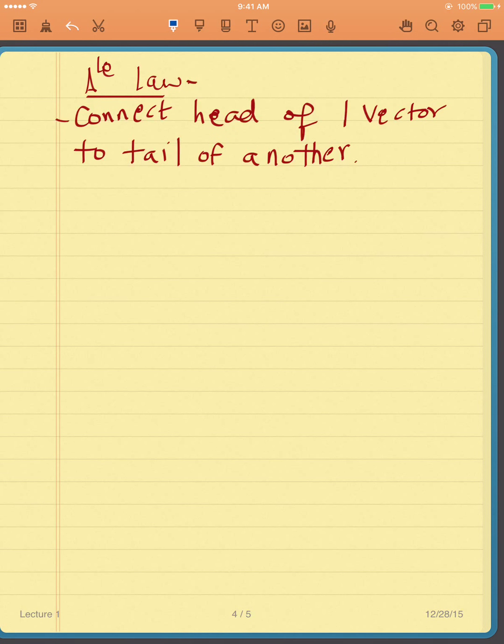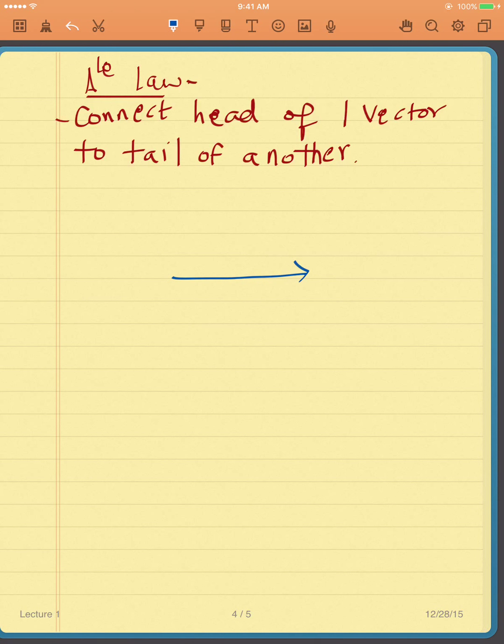Alright, so the triangle law of vector addition says that if you connect the head of one vector to the tail of the other, then the resultant is given by the tail of that first vector connected to the head of the other vector. So let's put that in a graphical form.